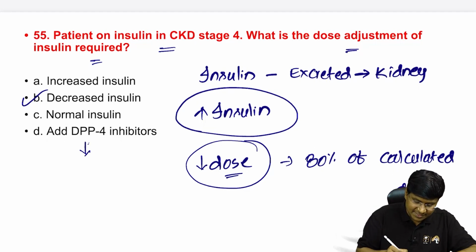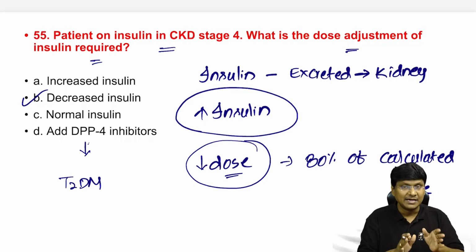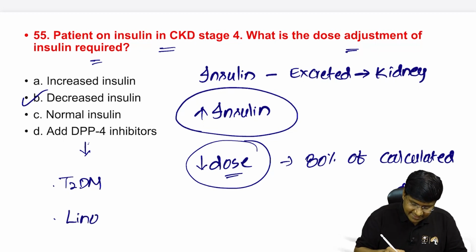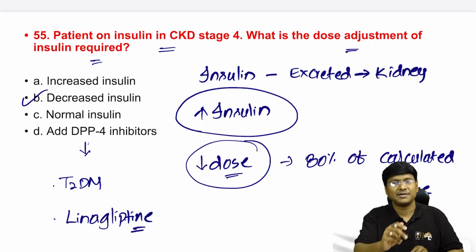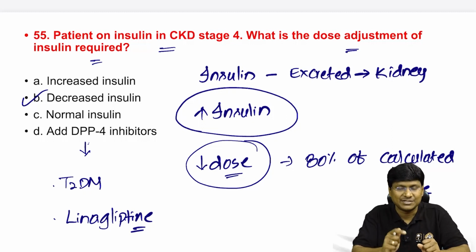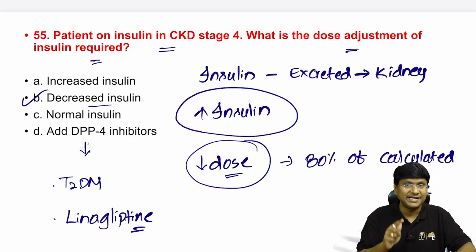DPP4 inhibitors are given in the treatment of type 2 diabetes mellitus. In renal failure, the gliptin that can be given is linagliptin, because it is metabolized in the liver. The remaining gliptins, like saxagliptin or vildagliptin, are metabolized and excreted through the kidney, so you cannot give them. If you want to give a gliptin in renal failure, you can give linagliptin. And regarding insulin, you need to decrease the dosage.